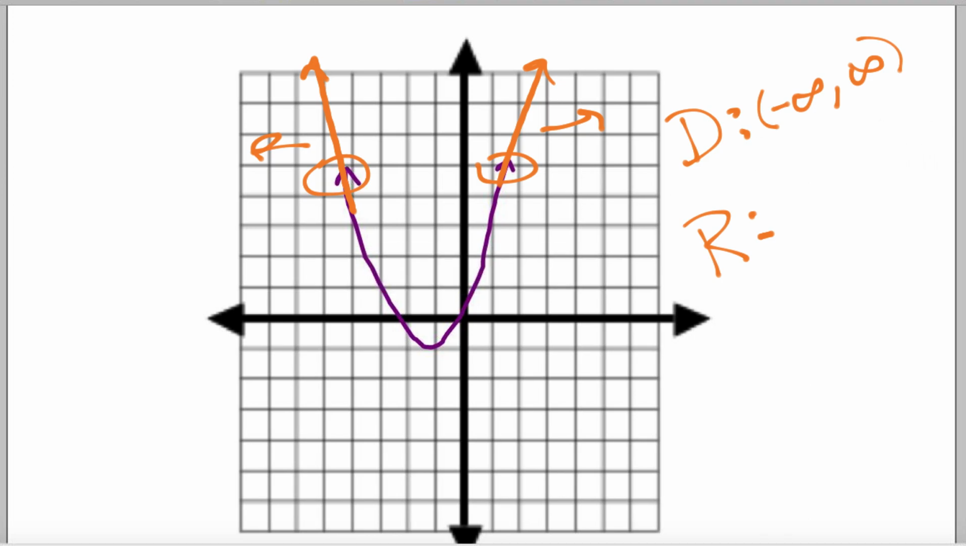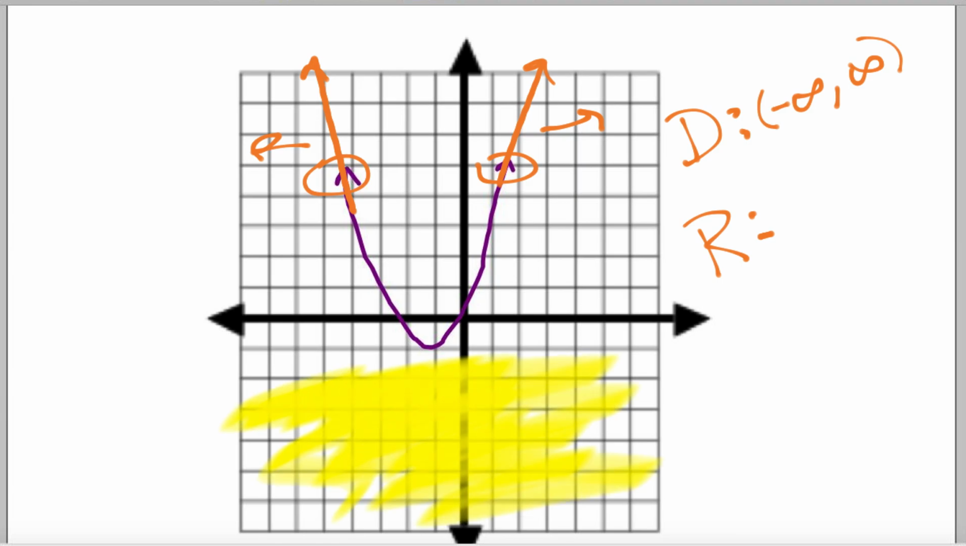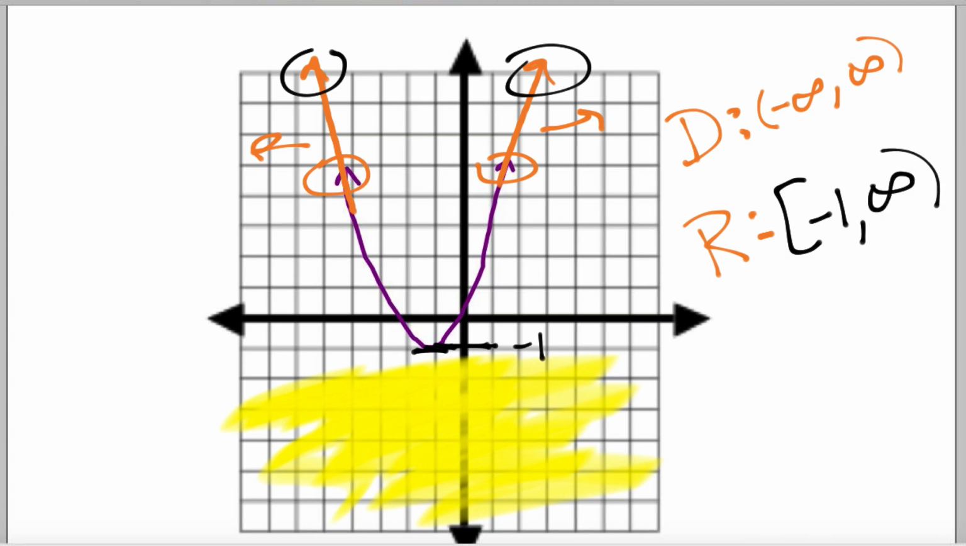The range is from low to high. It doesn't really matter what you plug in. You are never going to get any y values down here ever. So when you think about the range, you want to think, where's the lowest point? The lowest point is right there, right at -1. So the range would be from -1. And then these arrows, in addition to going left and right, they go up forever. So from low to high, the lowest is -1 and the highest would be infinity. So that would be your range for that one. Good for you if you got it.